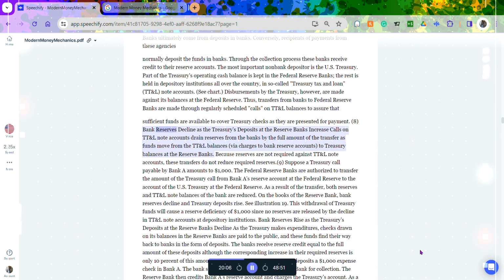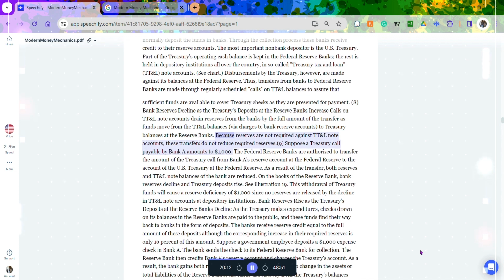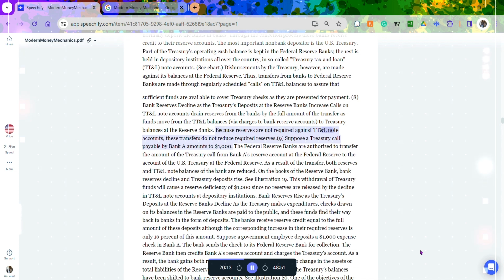8. Bank reserves decline as the Treasury's deposits at the Reserve banks increase. Calls on TT&L note accounts drain reserves from the banks by the full amount of the transfer as funds move from the TT&L balances, via charges to bank reserve accounts, to Treasury balances at the Reserve banks. Because reserves are not required against TT&L note accounts, these transfers do not reduce required reserves.